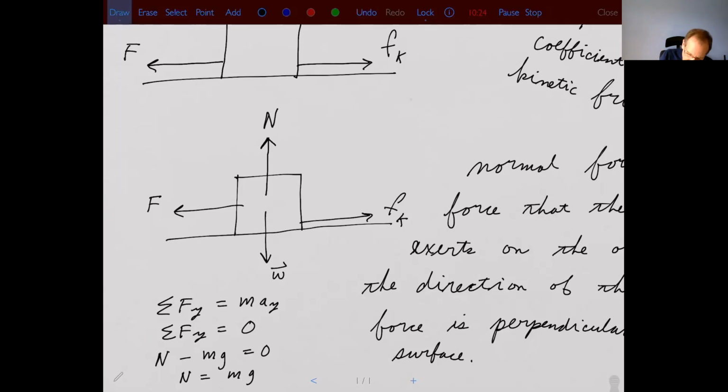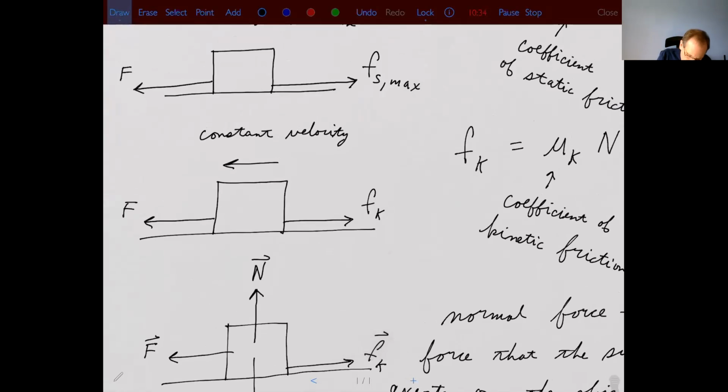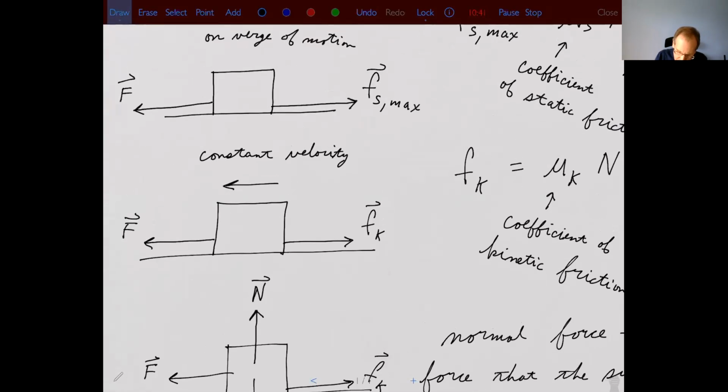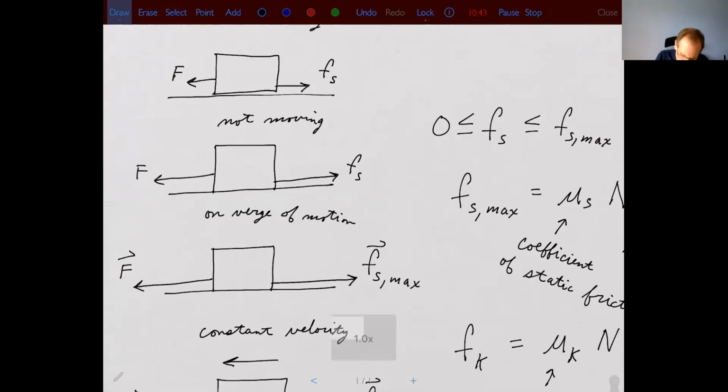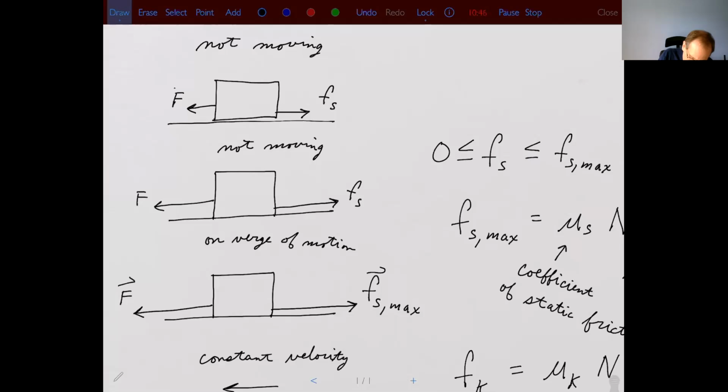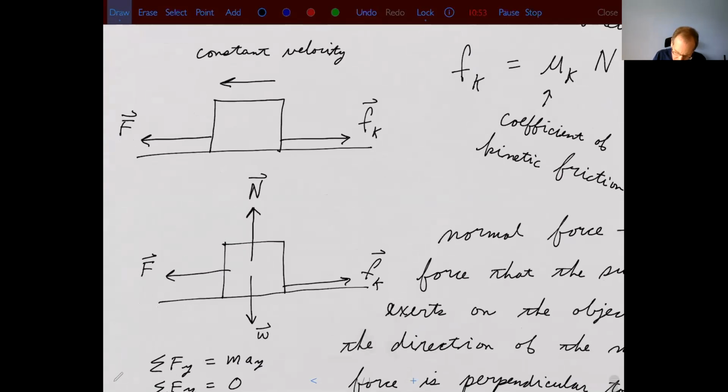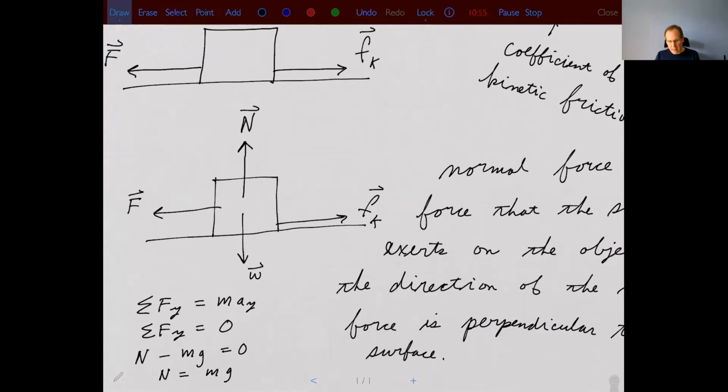By the way, if I'm being careful, these are really all vectors, right? I'm just drawing magnitudes there, but they're really vectors. Put arrows on top of all these because they're forces. Okay. So in today's lab, the normal force is simply going to be equal to the weight.